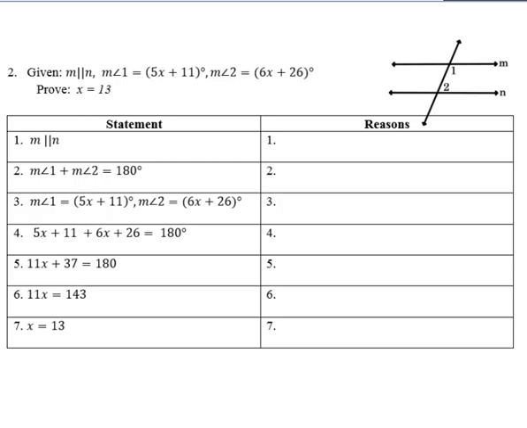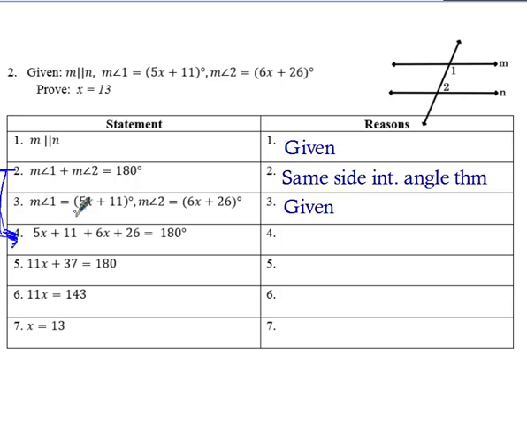All right, looking at the next one, we're given M parallel to N. We're told that angle 1 is equal to 5x plus 11, angle 2 is equal to 6x plus 26, and we want to prove that x is equal to 13. So why can I say M is parallel to N? It's given to me. Why can I say that angle 1 plus angle 2 equals 180? Well, the relationship there is that those are same side interior angles, so same side interior angle theorem. So now here, I'm just re-establishing what 1 and 2 are. So that was given to me. So now I'm going to link this to this.